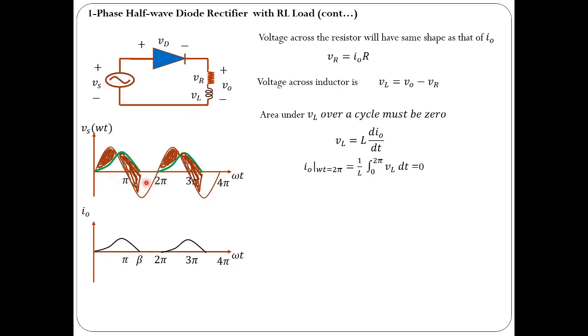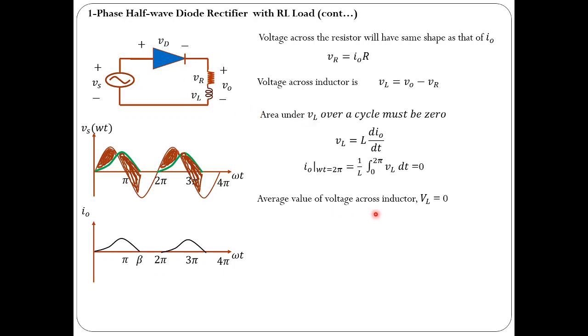Of course, while considering area under the curve, we will consider area from 0 to beta only, because from beta to 2 pi, the area under the voltage across the inductor is going to be 0 anyway. It exists from 0 to beta only. As long as current is flowing, voltage across the inductor is going to be non-negative. If current becomes 0, voltage across the inductor becomes 0. So this is the fact that one has to remember.